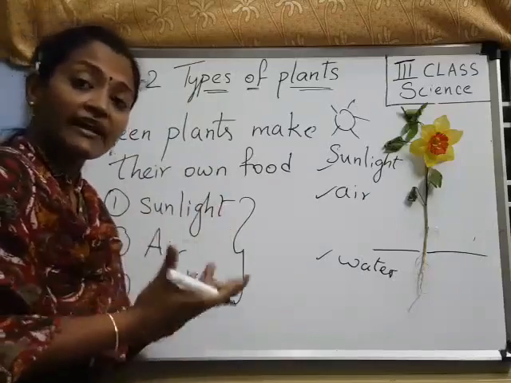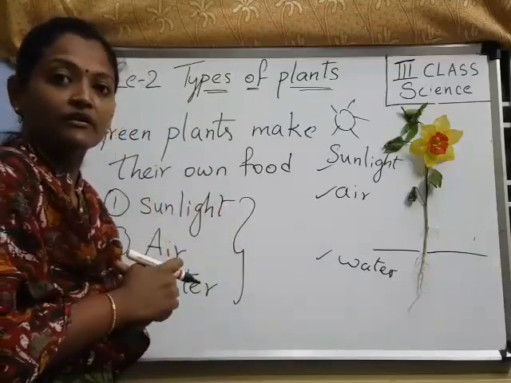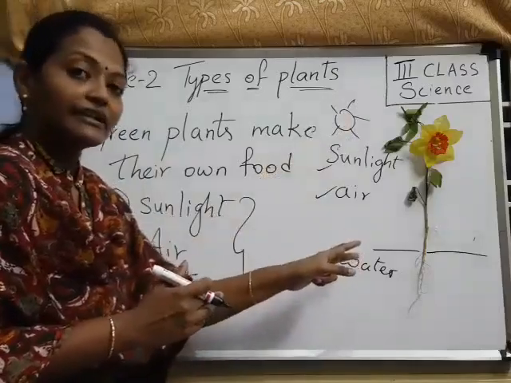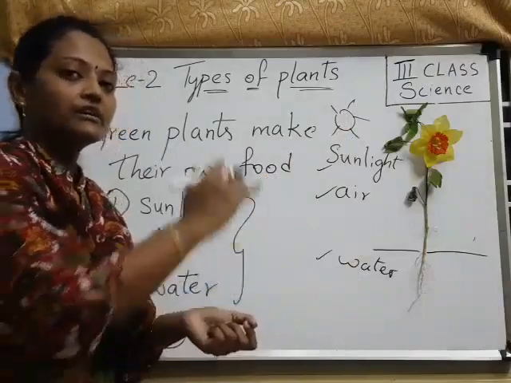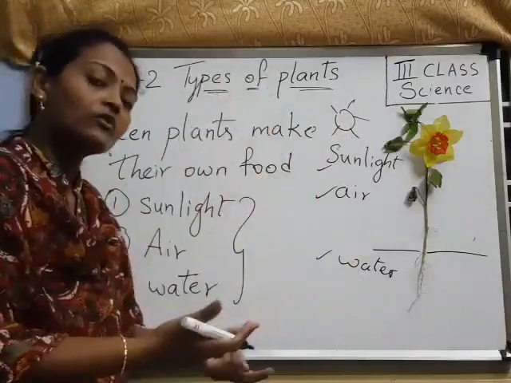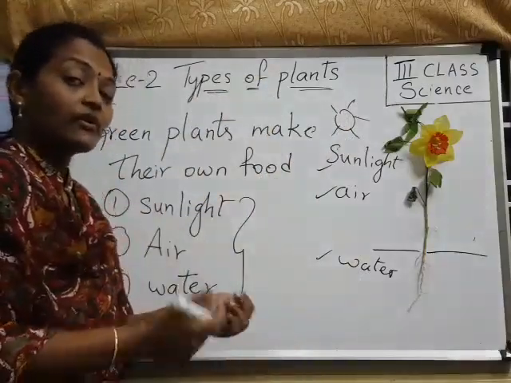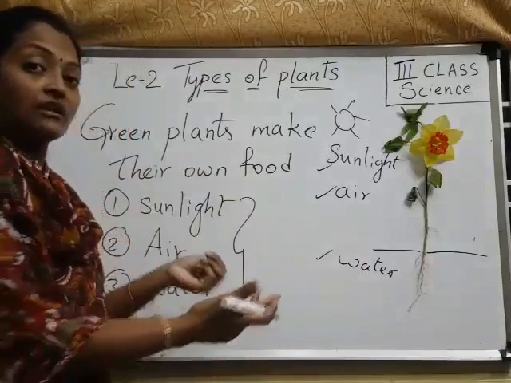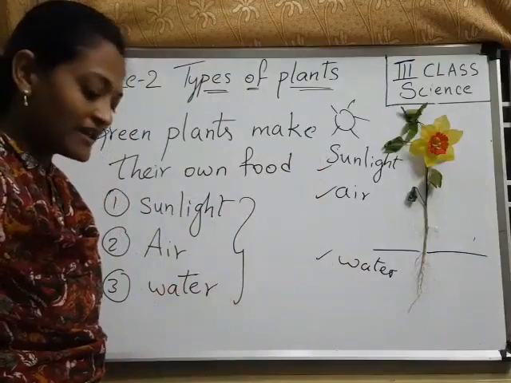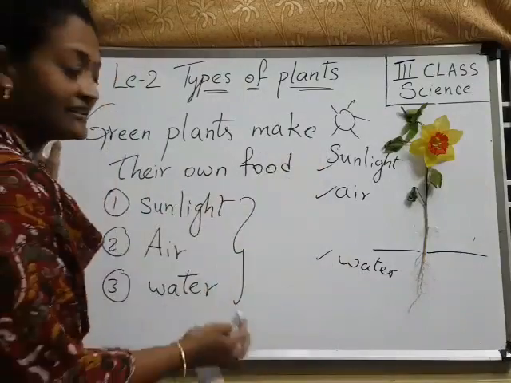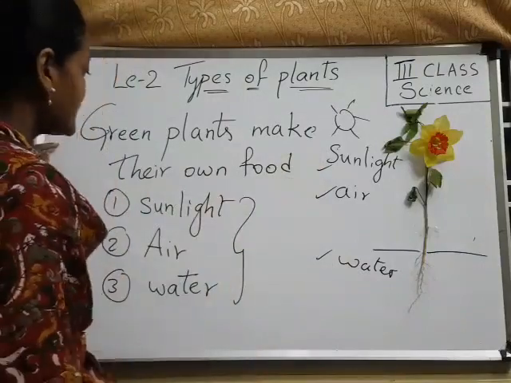Then, where does it have to store it? It has to store it, right? So the plant is continuously preparing the food, and some is used for its growth and some is extra food. What we call extra food, where does it store it? See here, the extra food it stores in various parts. What are the parts I said? Tell me, what are those parts?